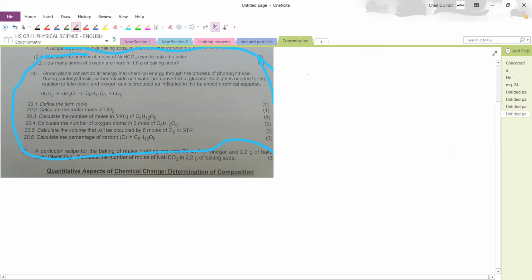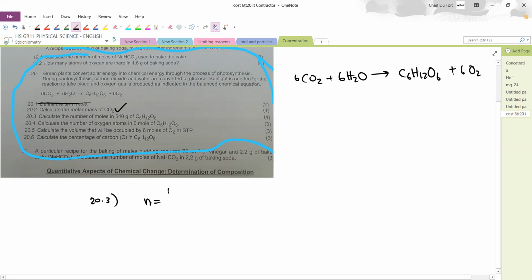Okay, there's the equation. Carbon dioxide reacts with water. I don't know which state it's in. What is C6H12O6? Is that glucose? Yeah, C6H12O6 plus oxygen gas. Calculate the molar mass of that. You can do that. You agree? Calculate the number of moles in 540 grams of that. So 20.3, the amount of moles is the mass over the molar mass. That's 540 grams, and the molar mass of C6H12O6 is 6 times 12 plus 12 hydrogens plus 16 times 6.